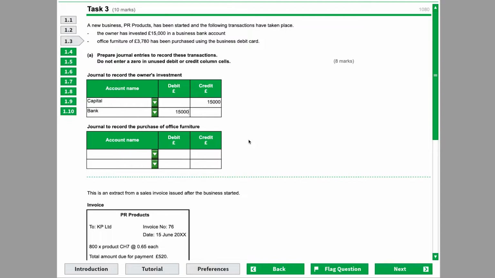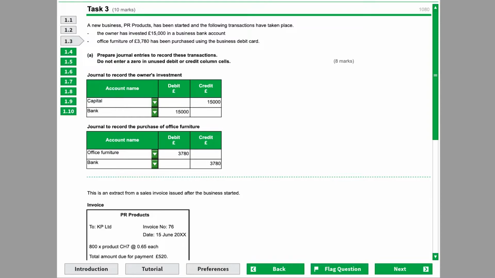On to number 2 then, the next journal. So this one is to record the purchase of office equipment. So the two accounts involved here will be the office furniture account, which we can select. And as it was purchased on the business debit card and not credit, it would have come straight from the bank account. So your second account should be bank. You would then want to debit the office furniture account for £3,780 and credit the bank for £3,780.